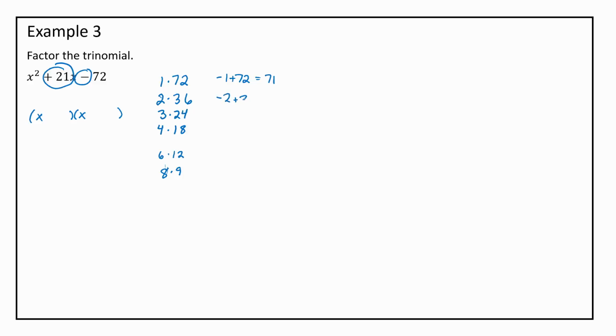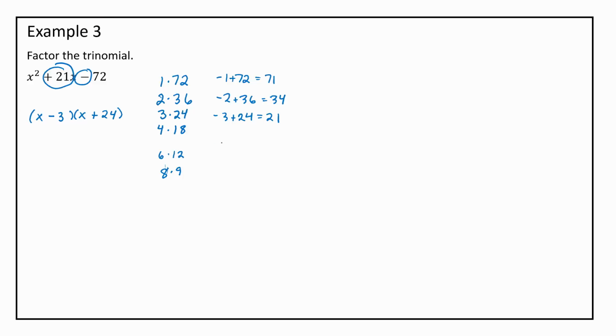So if we think through our options here and try to figure out which one of these is going to give us 21, oh, it's this one. -3 plus 24 equals 21. It's very easy to mess this up and mix up the signs and put the negative with the 24 instead of the 3.